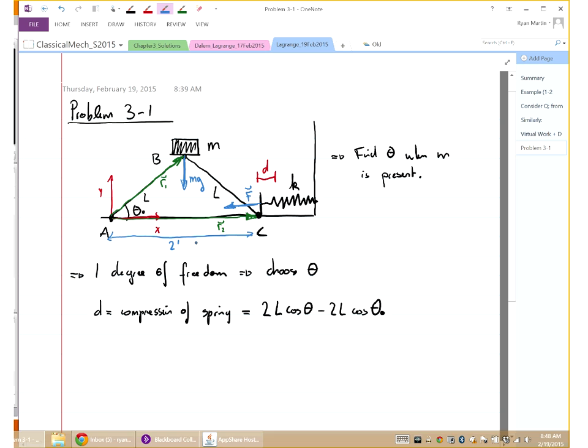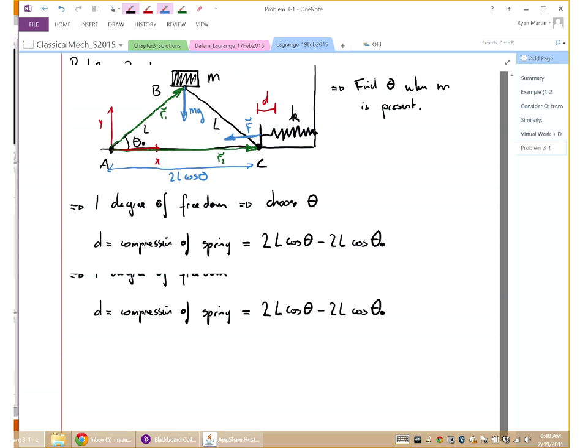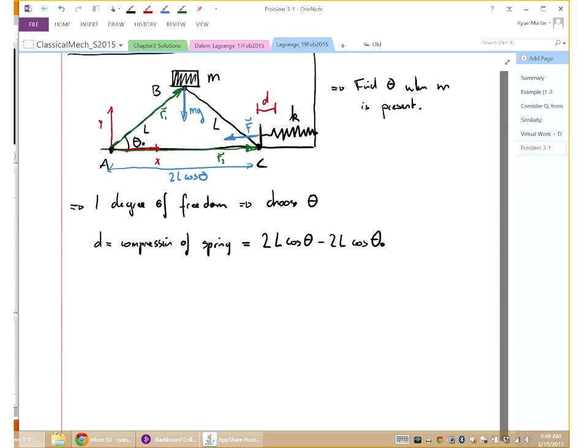Let me use blue. This distance here from A to C, that distance is 2L cos theta, right? So that distance is 2L cos theta naught when the spring is not compressed, and it's 2L cos theta when the spring is compressed. So d is 2L cos theta minus 2L cos theta naught. Right?